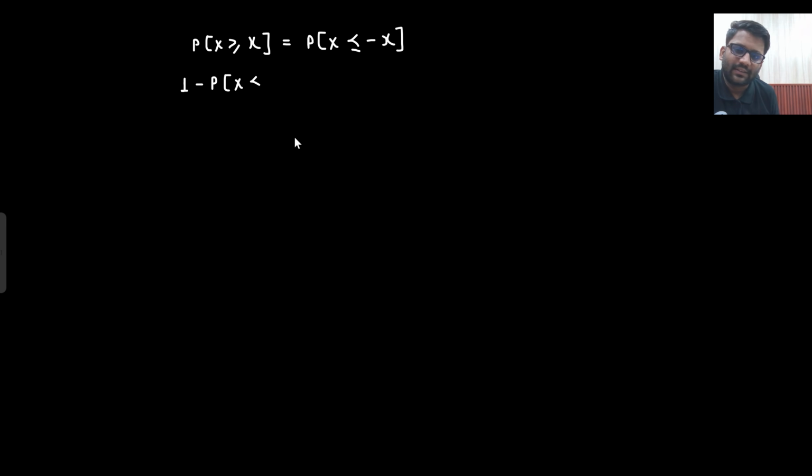X less than small x. Say yes or no. Is it equal to the probability of x less than or equal to minus x? But what do I want? I actually want an equal sign here, so that I could convert it to our CDF. So I want an equal sign here.